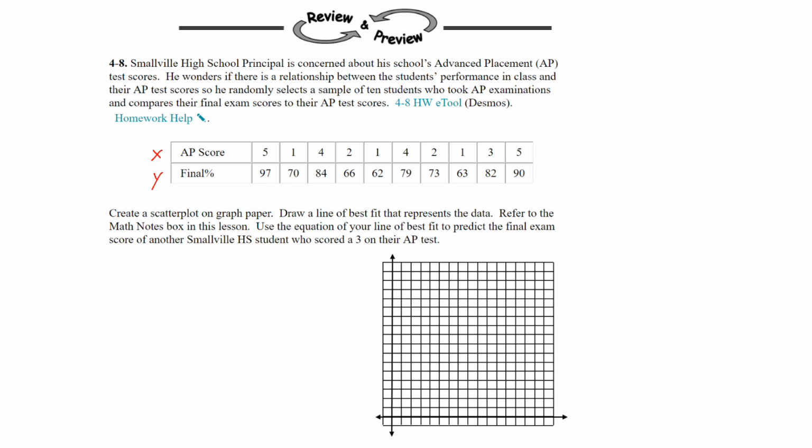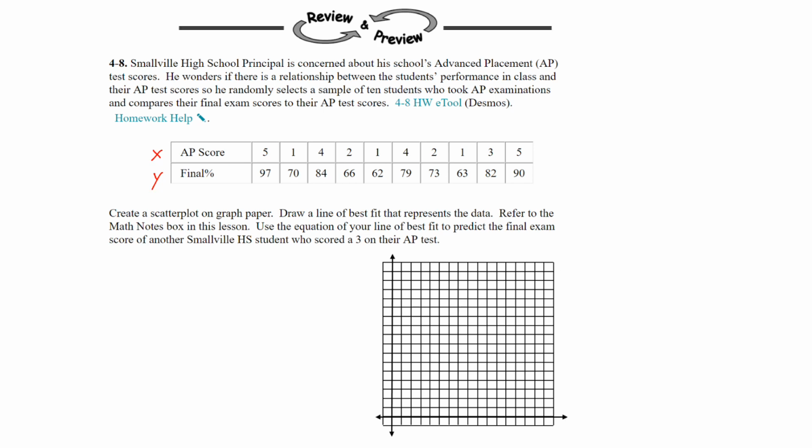We're going to create a scatter plot on graph paper and draw a line of best fit that represents the data. Refer to the math notes box in this lesson. Use the equation of your line of best fit to predict the final exam score of another Smallville High School student who scored a 3 on their AP test. So make sure you go back and look at the math notes box in lesson 4.1.1. It talks about scatter plots and line of best fit.